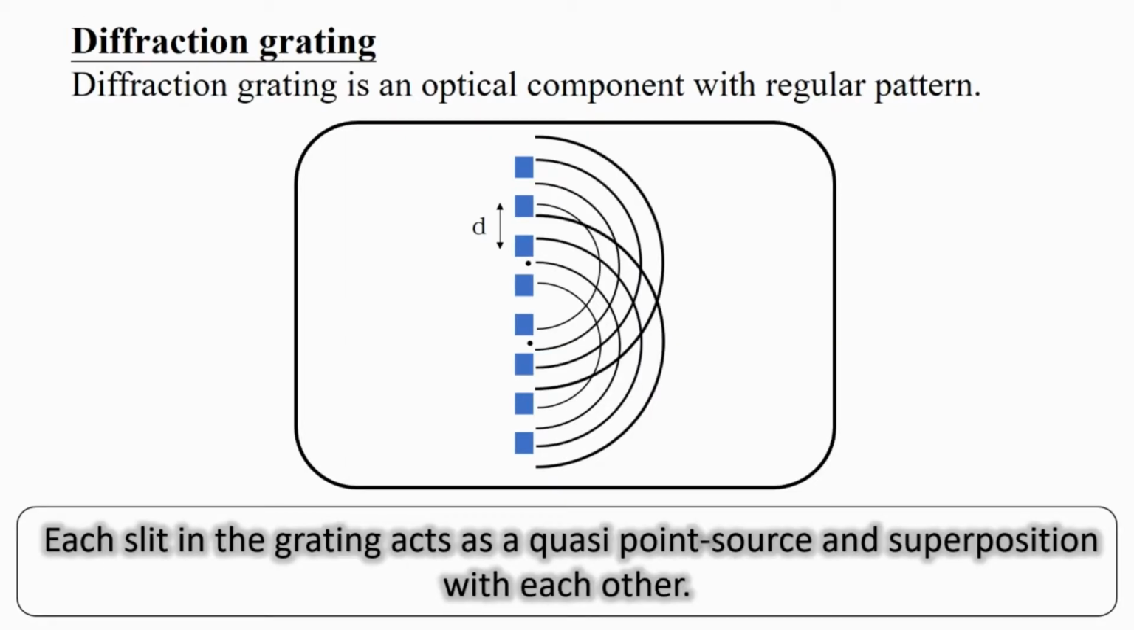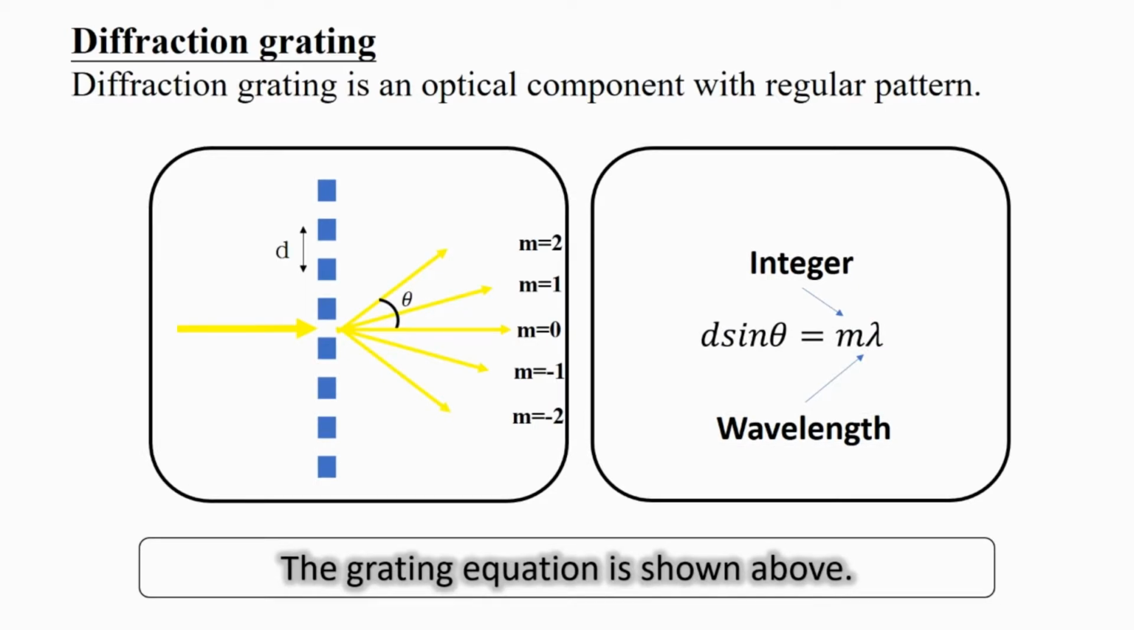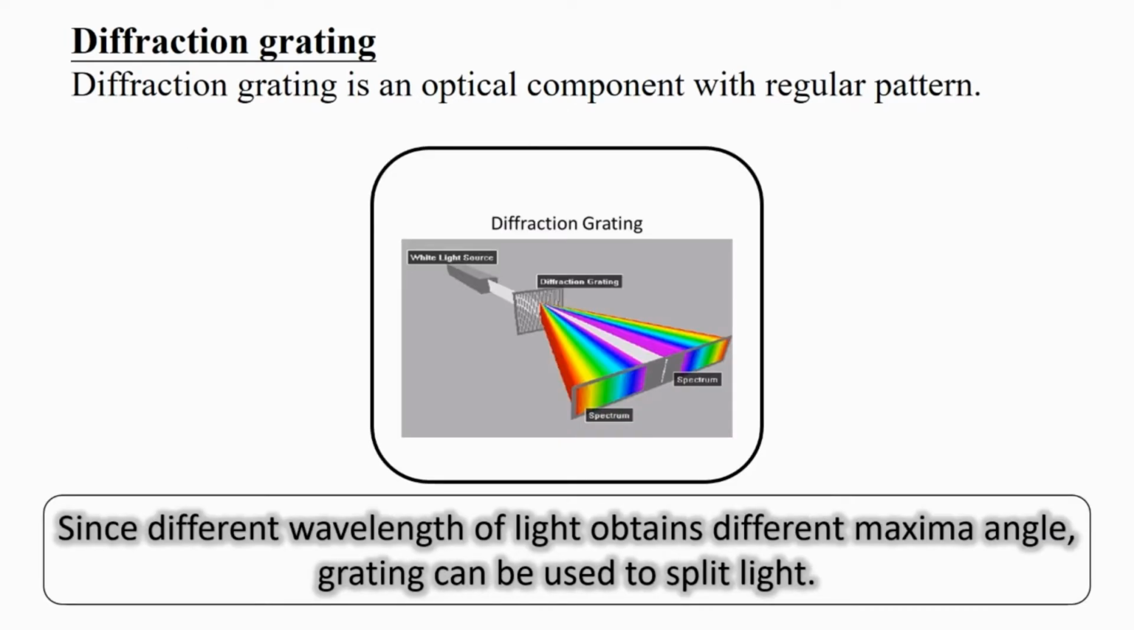Each slit in the grating acts as a quasi-point source, and the sources superpose with each other. When the optical path difference is equal to an integer multiple of the wavelength, constructive interference occurs. The grating equation is shown above. Since different wavelengths of light have different maximum angles, the grating can be used to split light.